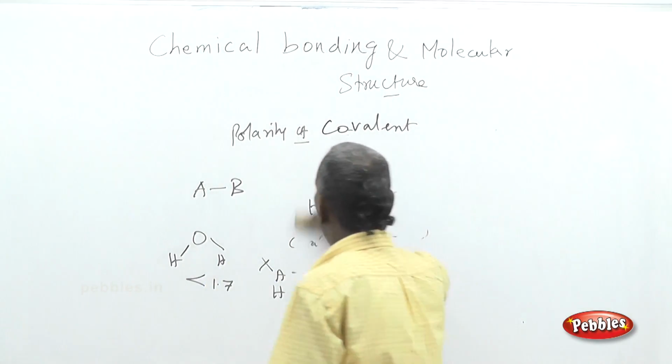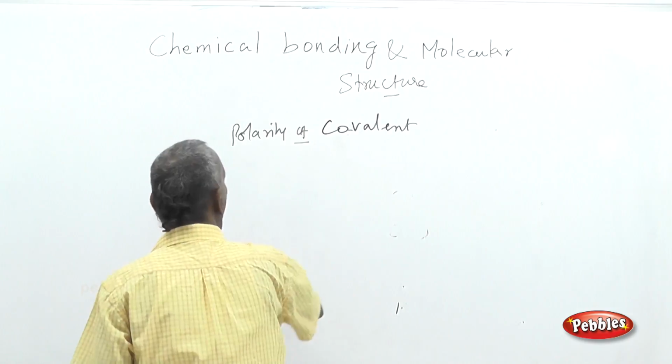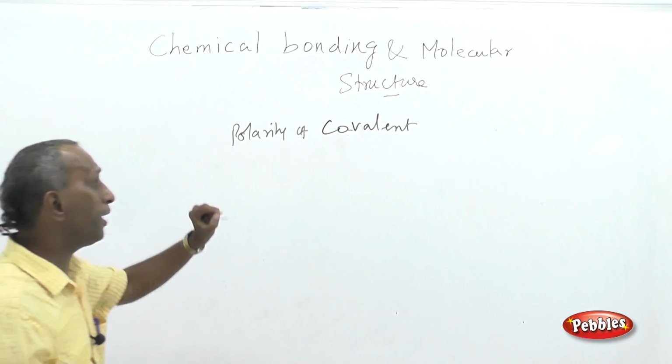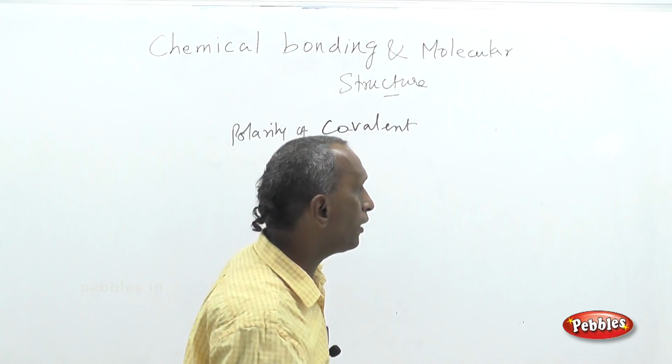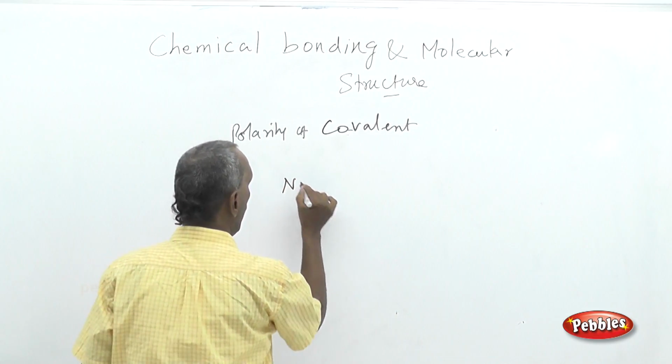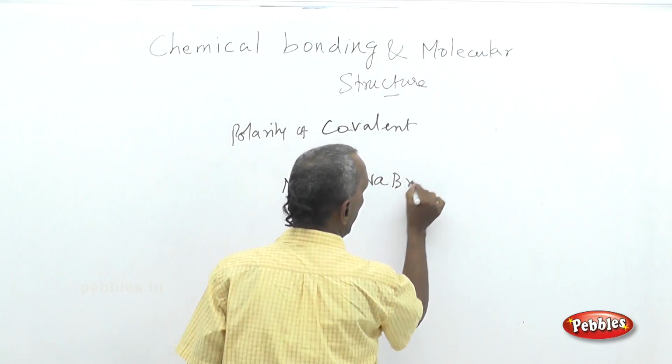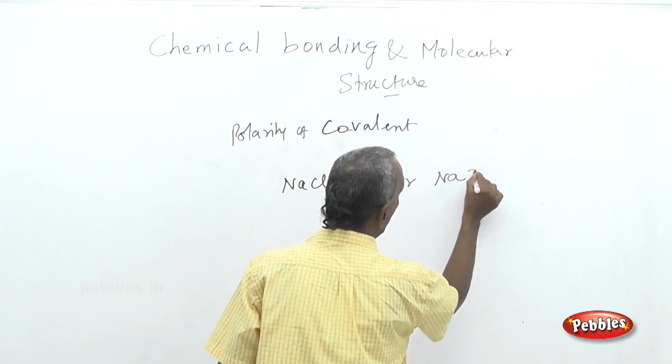So compounds can be covalent or ionic depending upon the polarity of the covalent bond. Polarity is decided by the difference in electronegativity. Now lastly, let us compare these compounds: NaCl, NaBr, NaI, NaF.